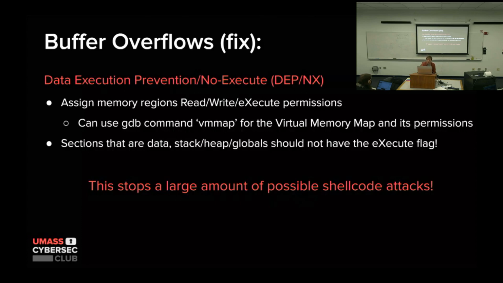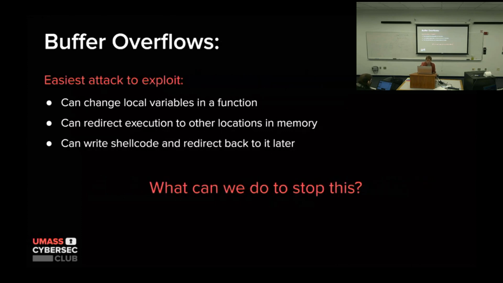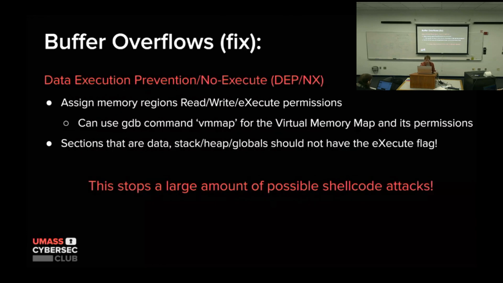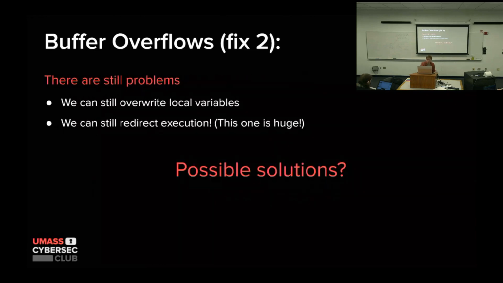Okay, so this stops shellcode. There's still other bugs we talked about, like changing local variables and redirecting execution. So let's look at a fix. Anyone? One more check before I give the answer. Any possible solutions? People said it, but I don't want you spoiling it yet. I want someone to come up with a theory. They know it already.